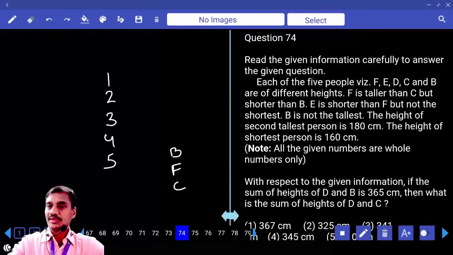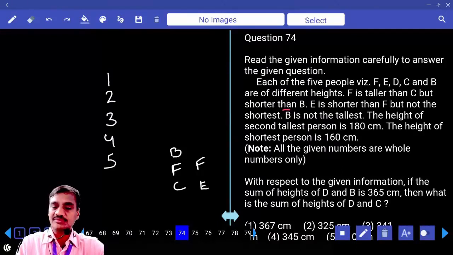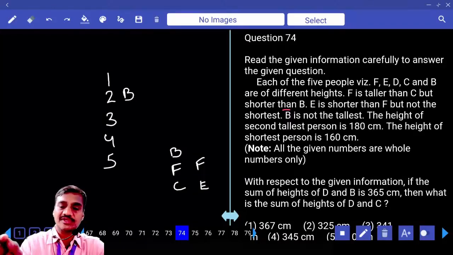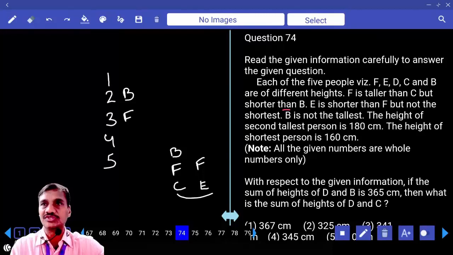And next one, E is shorter than F, but not the shortest. Not the shortest means this E must be in between these two. And B is not the tallest. As B is not the tallest, B is here and F is here. There are 2 persons shorter than this F, that is C and E.